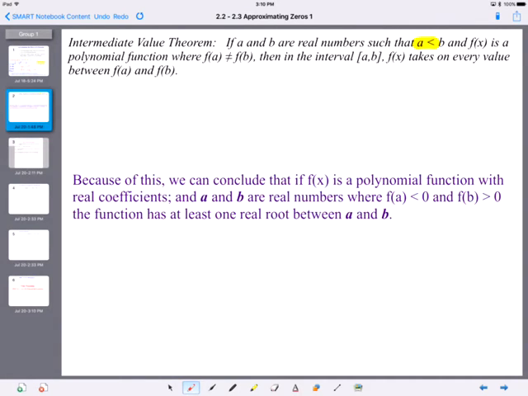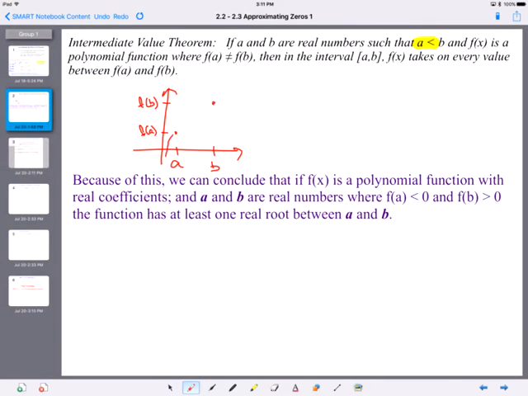Let's get a picture. So a has to be less than b. So I'll put a, b. Call this f of a. So we got a point here, and we'll call this f of b.